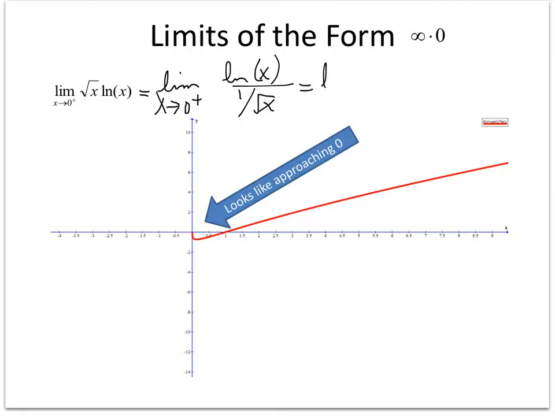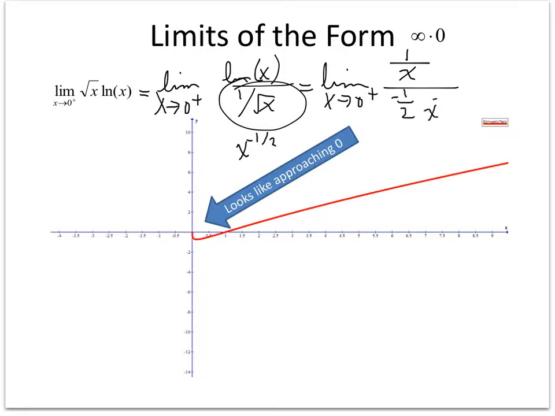L'Hopital's rule says take the derivative of the top, which the derivative of ln of x is just 1 over x. Take the derivative of the bottom. Now I'm just looking at the bottom, so that's really the same thing as x to the minus 1/2. So I get minus 1/2 x to the minus 3/2. I can rewrite that as the limit as x goes to 0 from the right. I'm just going to bring that 2 up to the top.